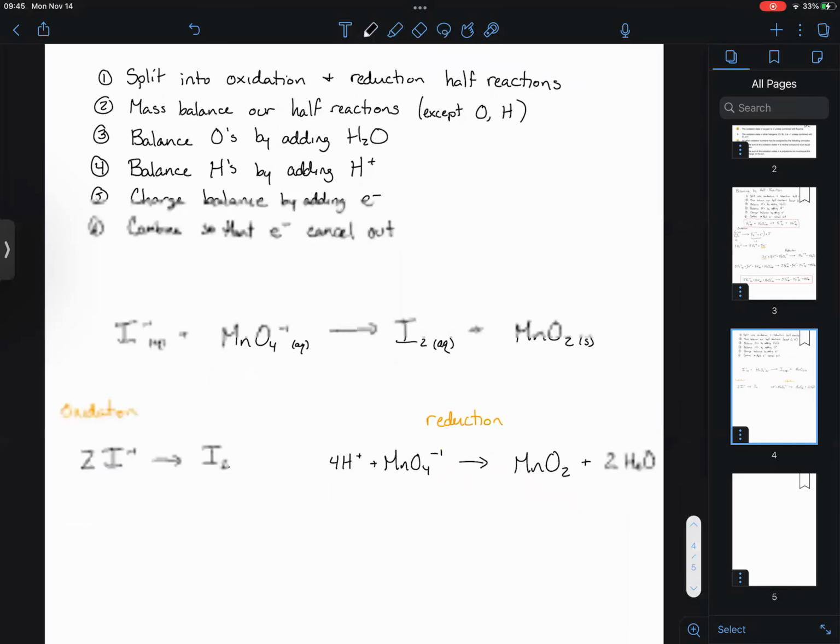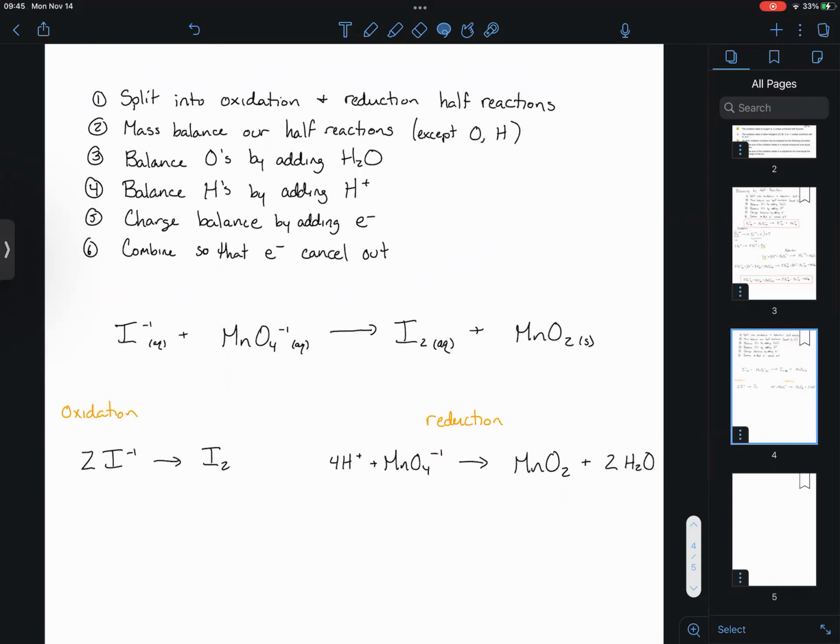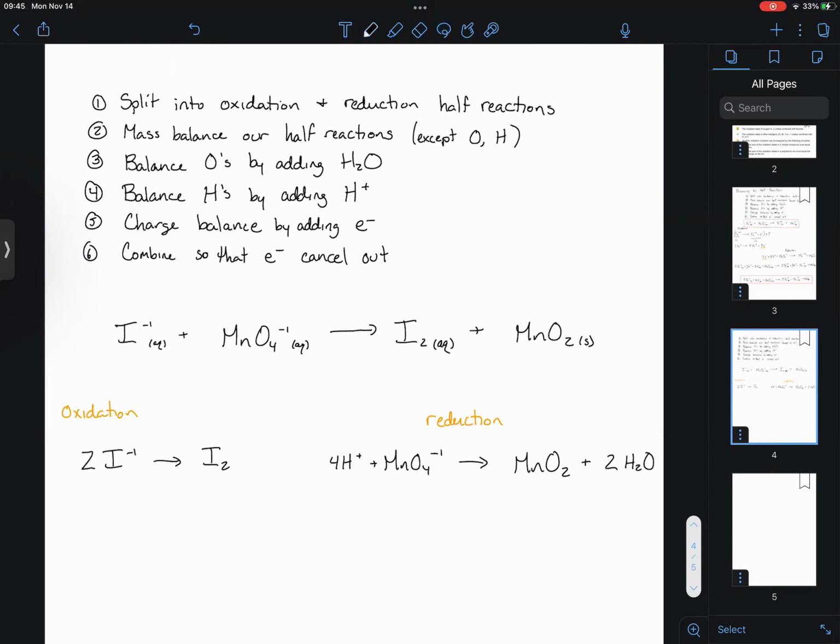Okay. Now, one of the things that we hadn't really stated explicitly before is that this set of rules here apply to what's called acidic conditions, because you're adding those H pluses, those acid protons there. So the problem would have said something like, balance this oxidation reduction reaction under acidic conditions.